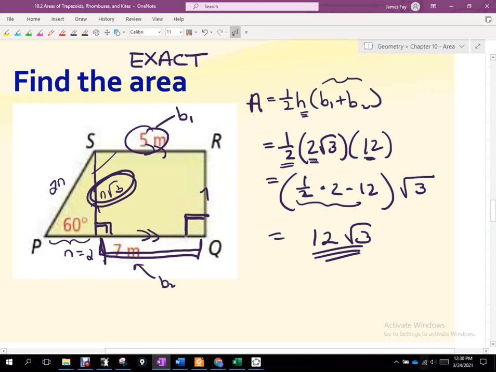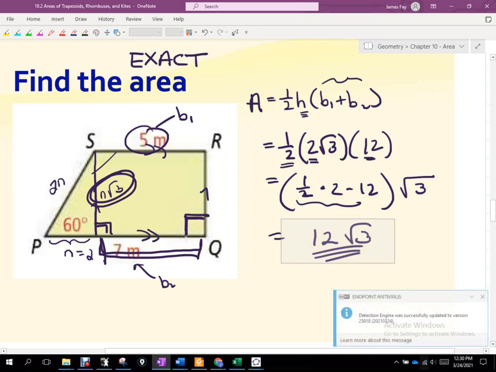But other than that, I'll probably be closer to 24, but I'm not going to be very accurate in putting that on the number line. But that is the exact value of our area. And if I needed to change it to a decimal, then I could grab my calculator and put it in as a decimal. Does that make sense?